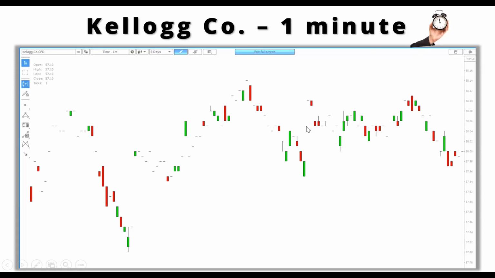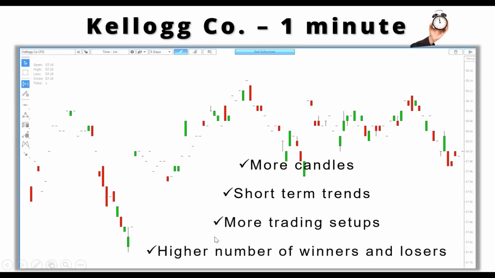1 minute all the way up to 1 hour, I avoid. The reason is that when you have lower time frame charts, there are more candles to deal with, a lot more short-term trends, and more trading setups, which means there is a high number of winners and losers within your portfolio within one day.